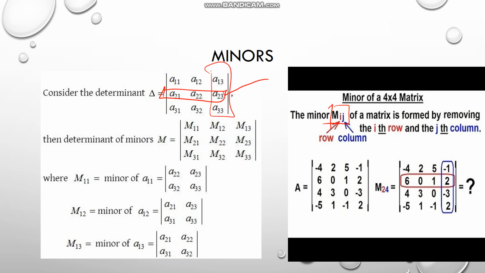So for finding the magnitude of the minor, we need to multiply these elements in this manner: A11 with A32 and A31 with A12.